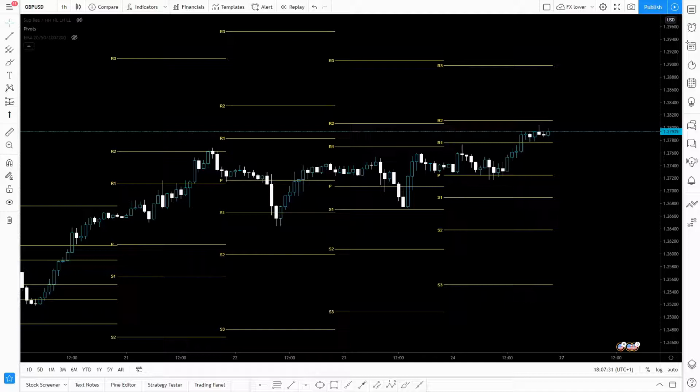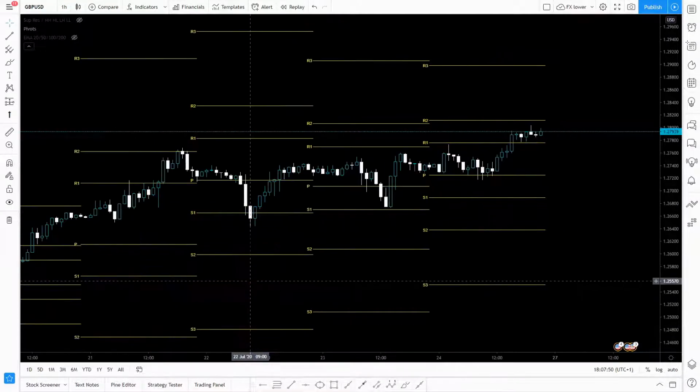There is like a formula. I think it was the high, the low, and the close divided by 3. I can't remember rightly, but yeah, it was the high, the low, the close. Add them all up, then divide them by 3, and it'll give you your pivot point.